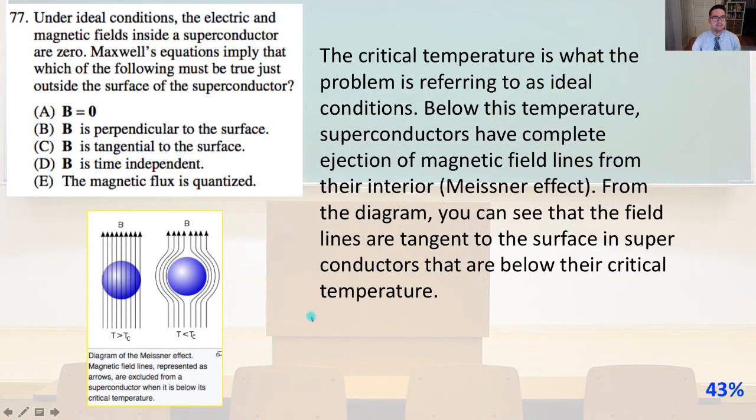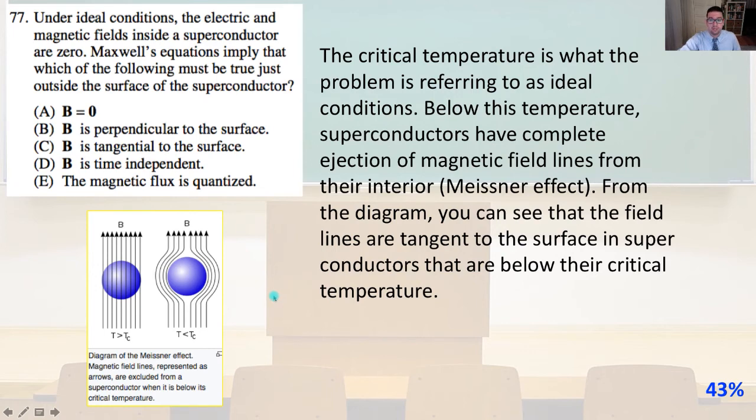77. Under ideal conditions, the electric and magnetic fields inside a superconductor are zero. Maxwell's equations imply that which of the following must be true outside the surface of the superconductor? So I've included a picture. This is going to give us a really good visual representation. Thank you, Wikipedia, for providing this picture.